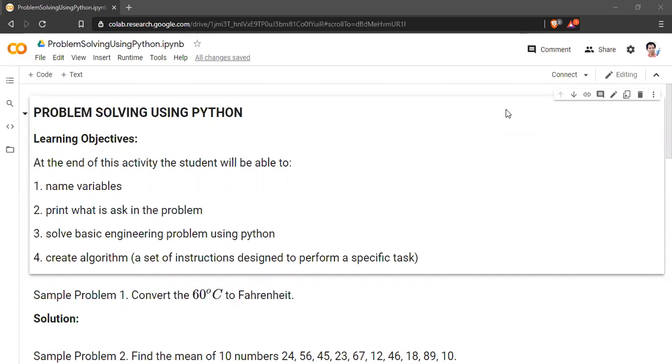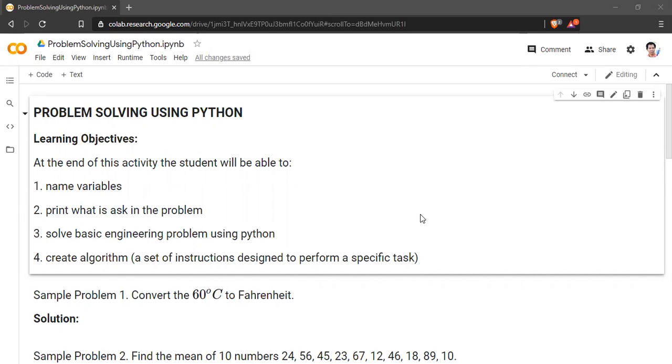Okay, for today's learning objectives, at the end of this activity, the students will be able to, number one, name variables. In this activity, you need to know how the variables are named. Two, print what is asked in the problem. Since we are dealing with problem solving, most of the time problems will ask for the solution of a certain value or the value of a certain variable. So we are going to print what is asked in the problem.